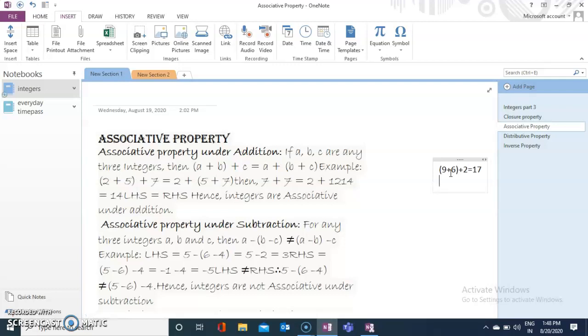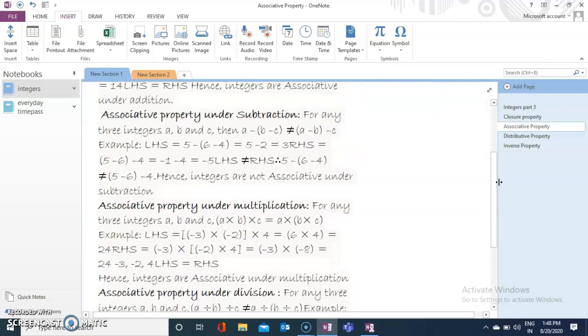When I put it like 9 plus, brackets open, 6 plus 2, brackets close, then also it's equal to 17, right? So if you add 3 integers a, b and c in any format, the answer is going to be the same, where LHS is equal to RHS. So hence integers are associative under addition.